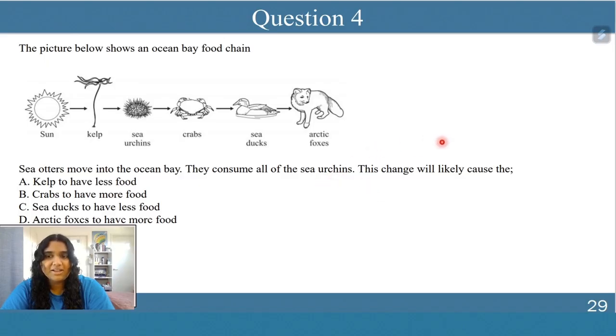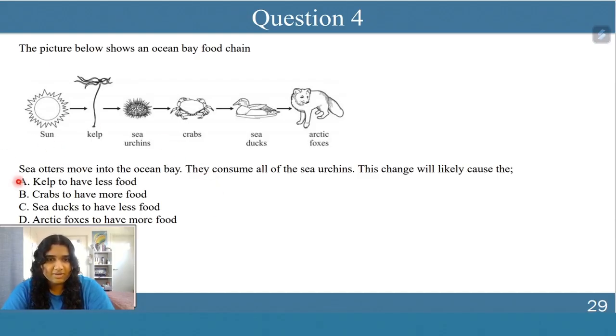This change will likely cause the A, kelp to have less food, B, crabs to have more food, C, sea ducks to have less food, and D, Arctic foxes to have more food. Have a think about this one. Give yourself a minute to answer, and I will go through the question now.